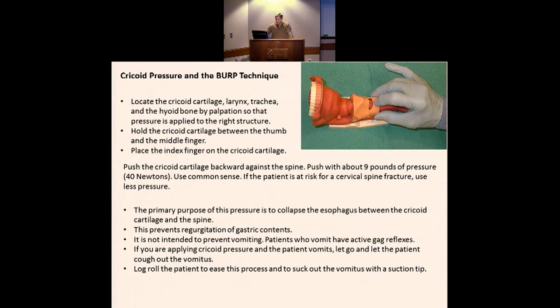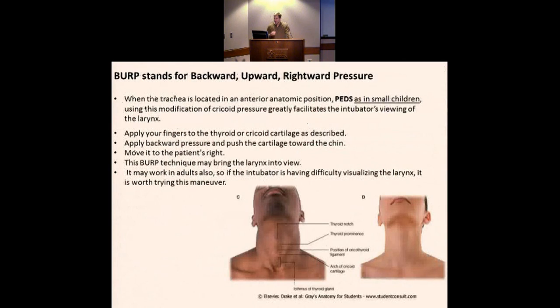This is just details on putting on cricoid pressure, and something I learned afterwards is this BURP technique. It's very similar to cricoid pressure, except especially if you're ever doing it for kids, this is very helpful because their anatomy is a little bit different. BURP stands for backwards, upper, rightward pressure. So instead of just pressing straight down, trying to occlude it, you're actually going to go down, up, and a little bit to the right.